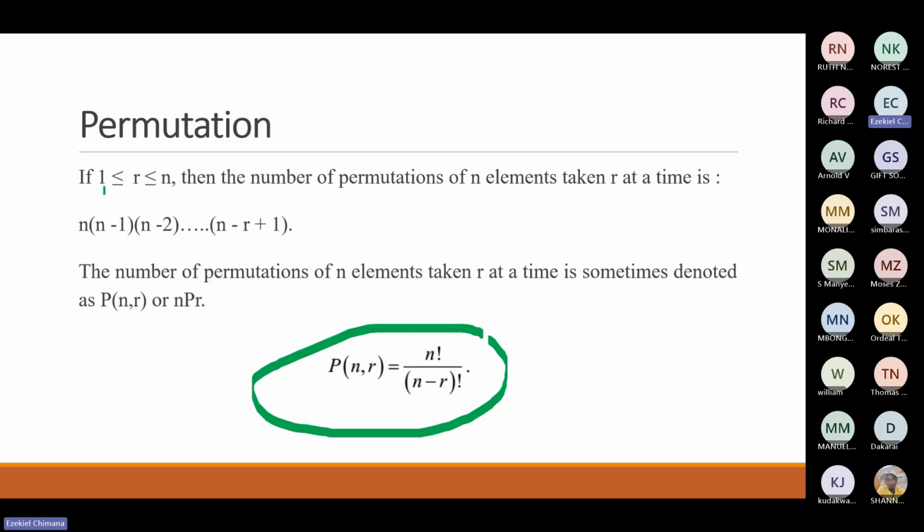Here we are saying if r is greater than or equal to 1 and r is less than or equal to n, then the number of permutations of n elements taken r at a time is n times n minus 1 times n minus 2, up to n minus r plus 1. This is sometimes denoted as P of n r or nPr. n is the number of elements. r is the number of elements which should be in the permutation that you want to create.